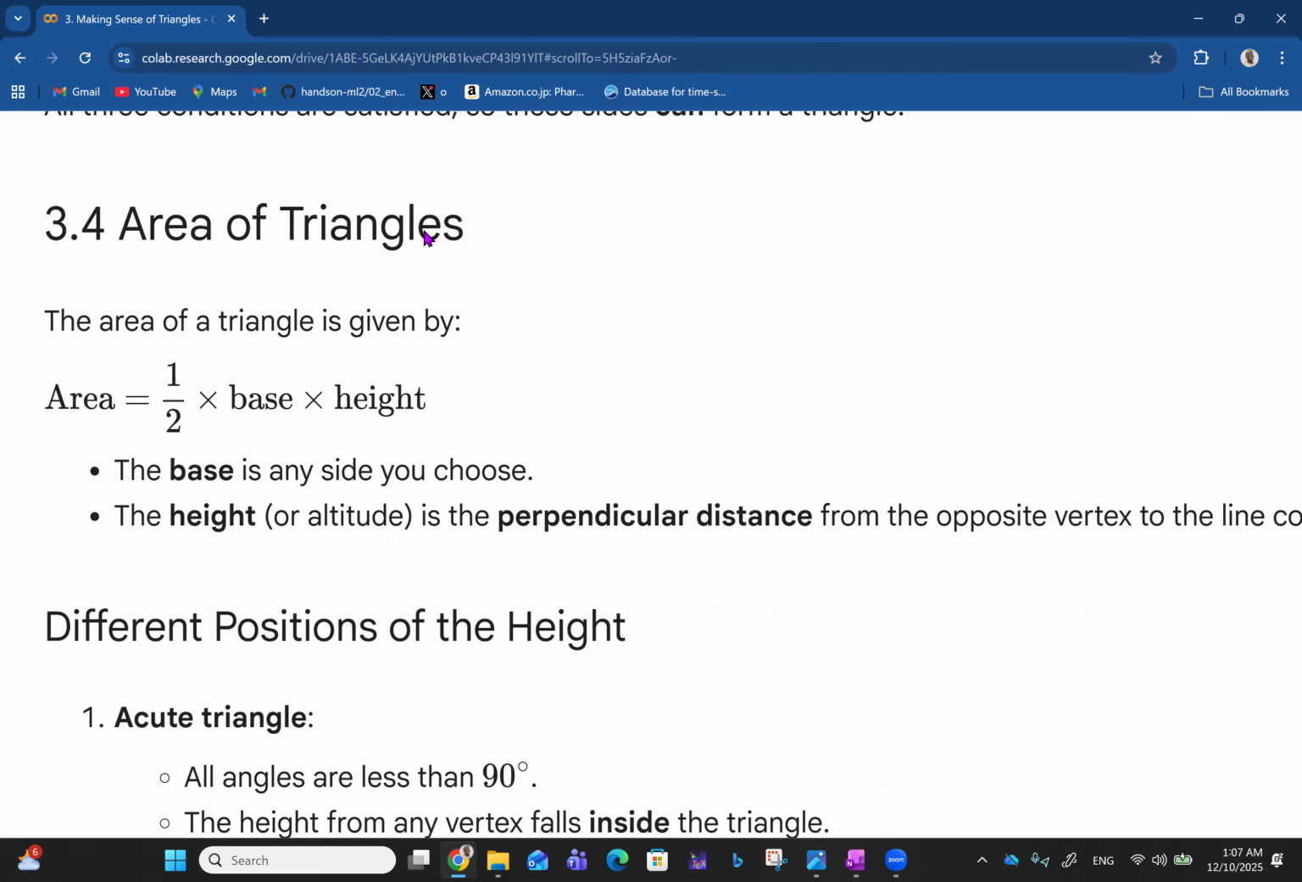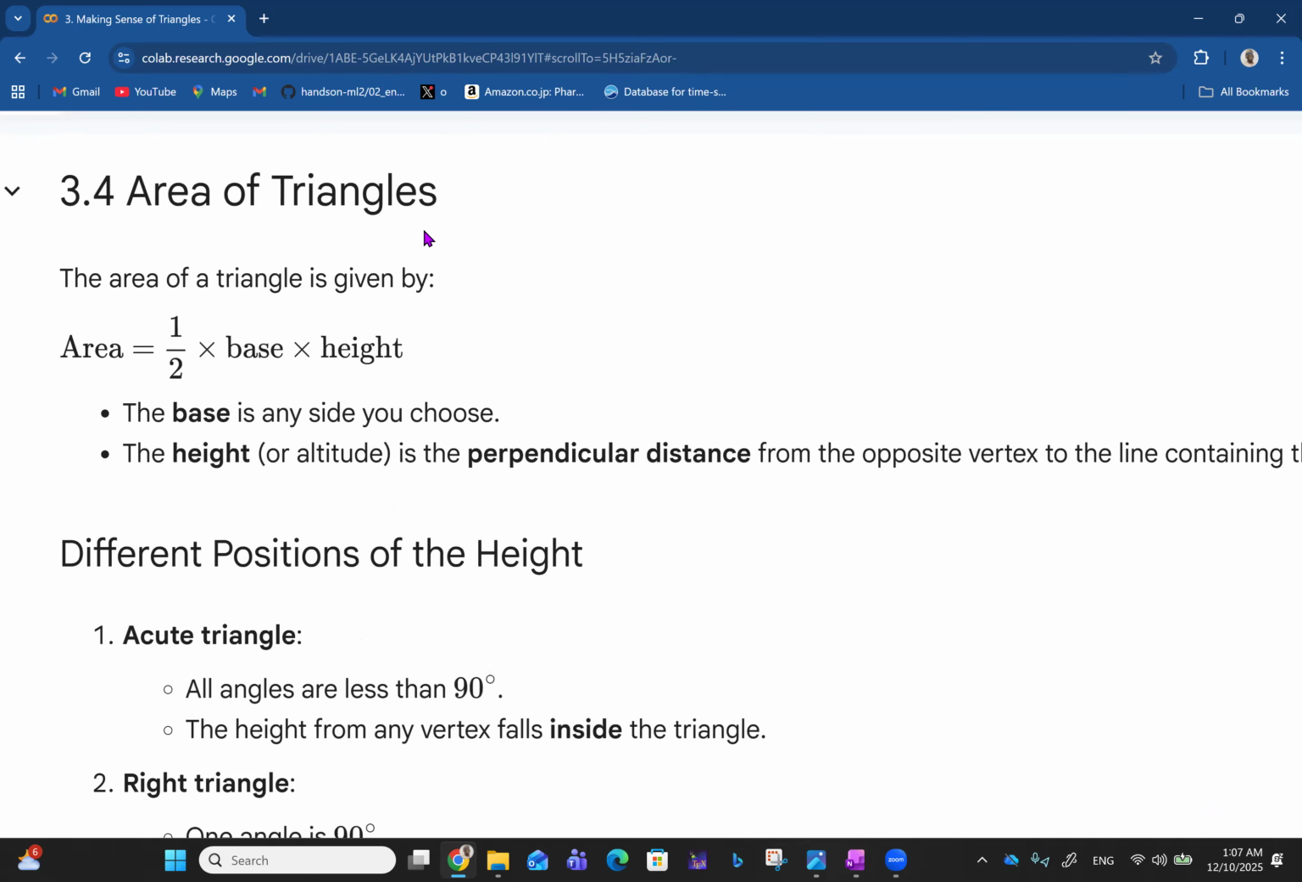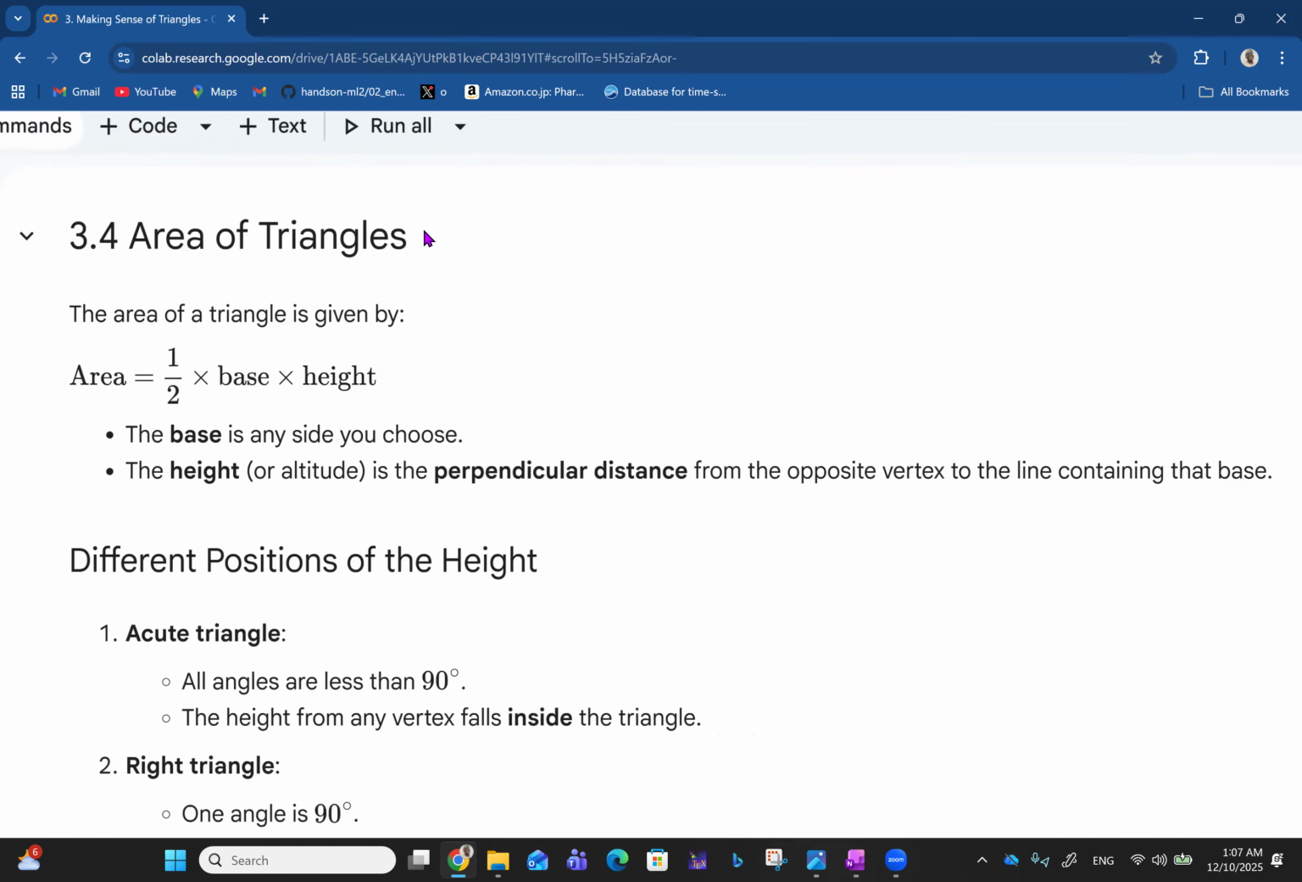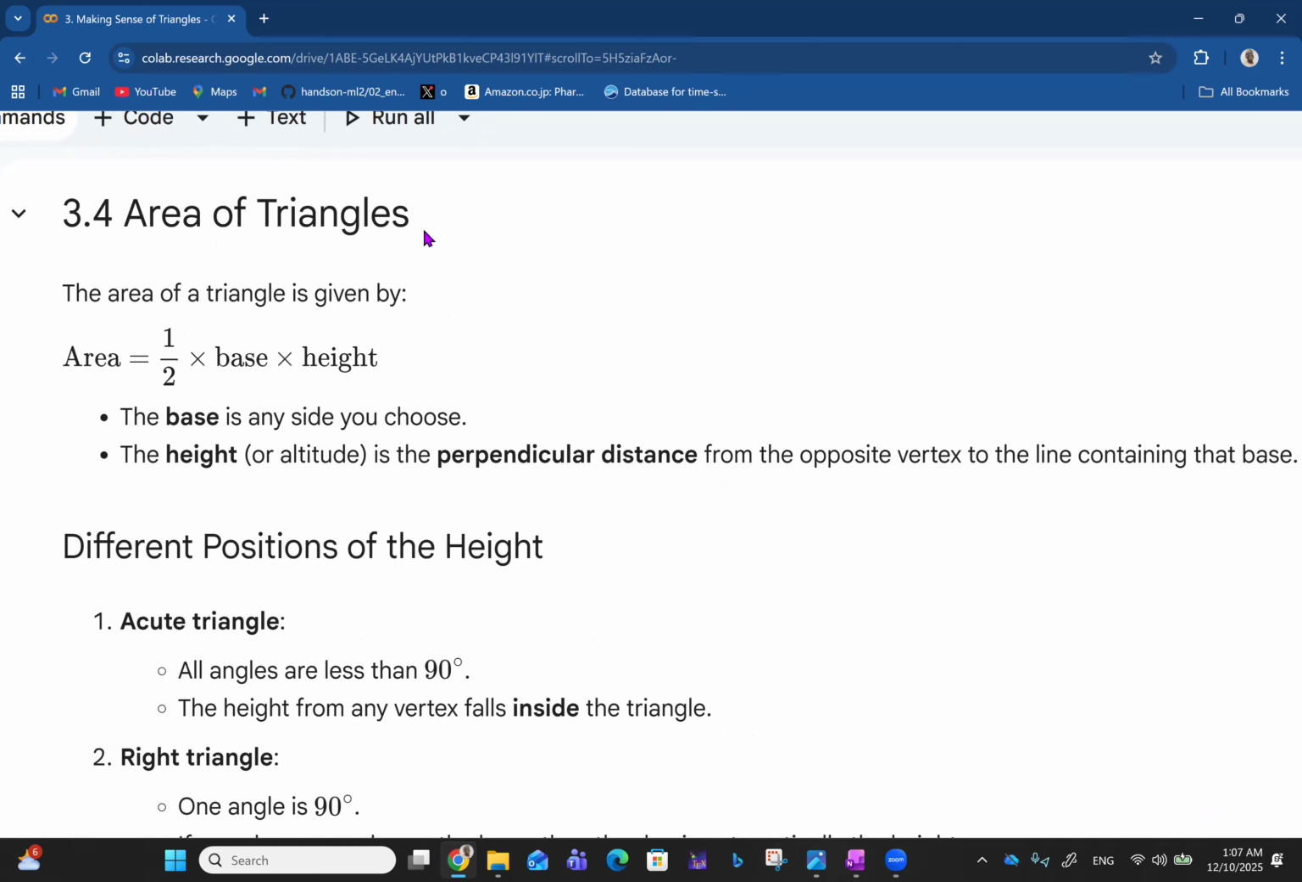Right. So let's talk about areas of a triangle. We are talking about length, areas, and volumes. A triangle is a plane shape, so we can easily find its perimeter and its area, but we won't be able to find the volume of a triangle because it is a plane shape. So the area of a triangle is usually given by half times base times height.